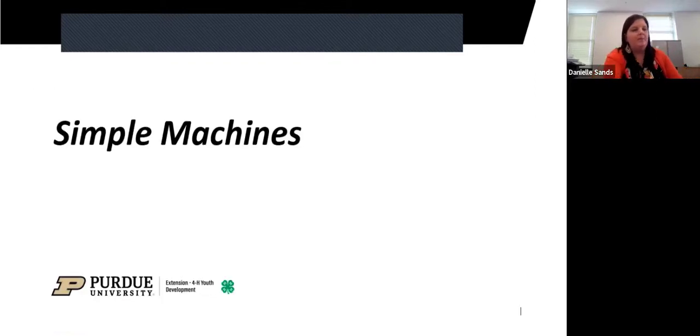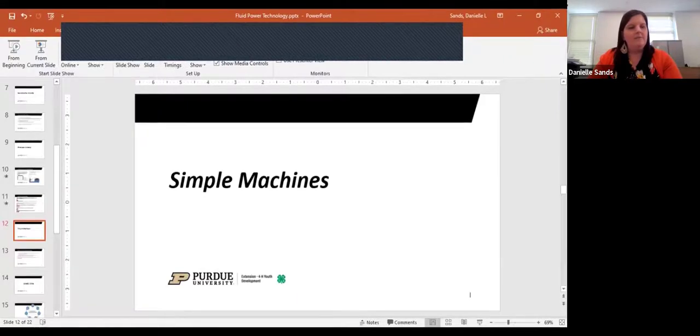Okay, so now we're going to talk about simple machines, and this is about basically levers. Let's see here, I'm going to share. You see simple machines on this worksheet, but also there are three classes of levers. And this is where I'm going to have you use the fluid power detective card that has you look throughout the room and find different objects that are simple machines.